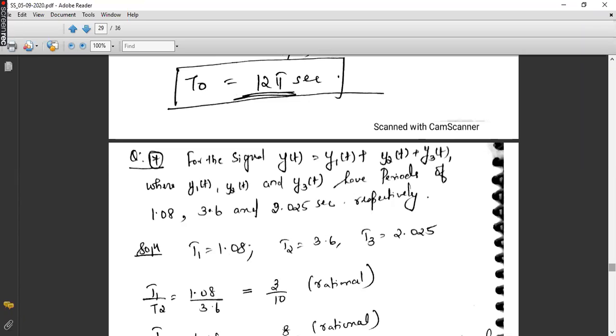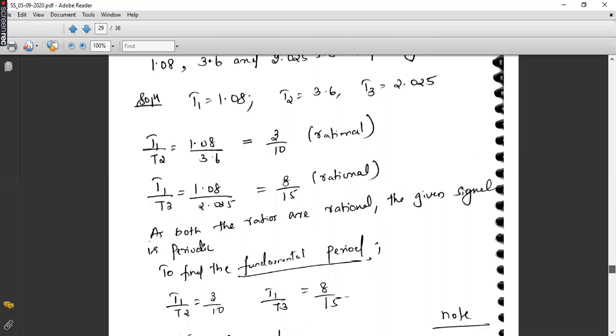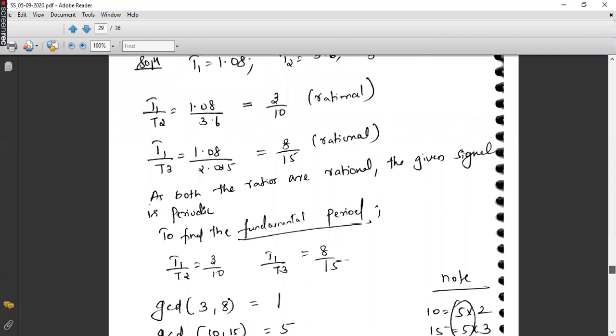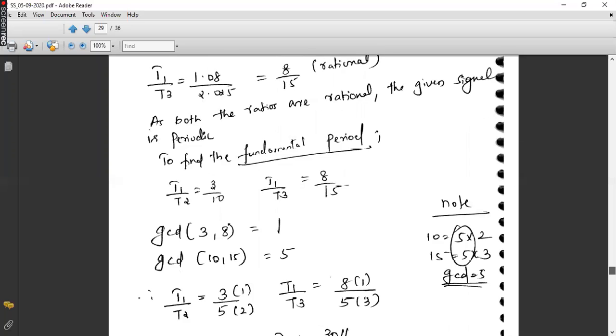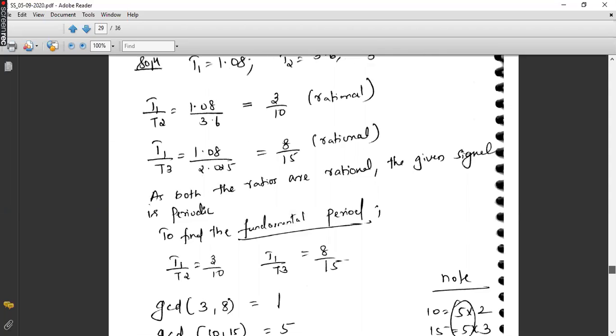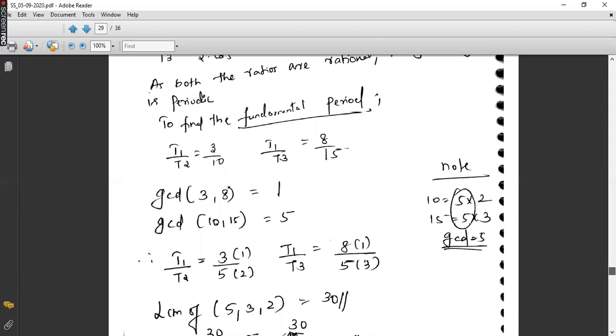So find T1 by T2. You can check this. Find T1 by T3. Because T1 I have kept as reference. Okay. Later you can take down. Now I will complete this. T1 by T2 I have taken. T1 by T3 also I have found out. Then I will find the GCD of the numerators and the GCD of the denominators separately, 1, 5. Now this is a case where you are having a GCD other than 1. Here this is 5.